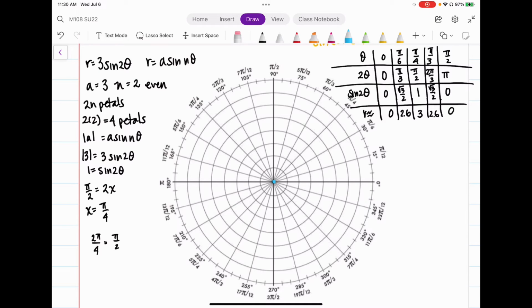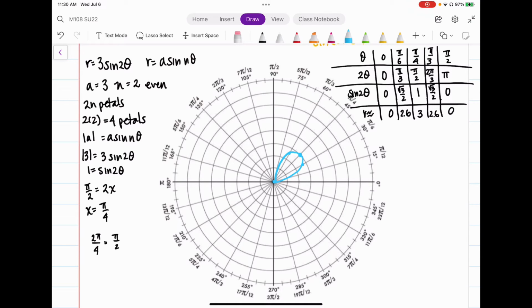At pi over 4, we have a distance of 3. At pi over 3, we have 2.6. And at pi over 6, we have 2.6. And this is our petal.